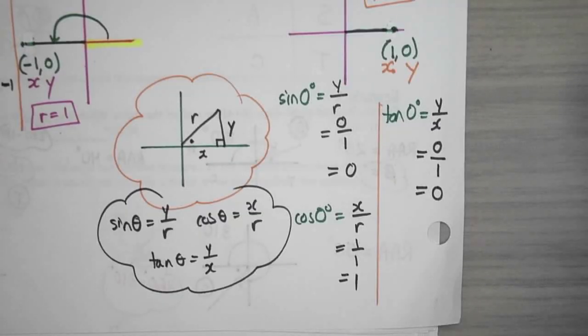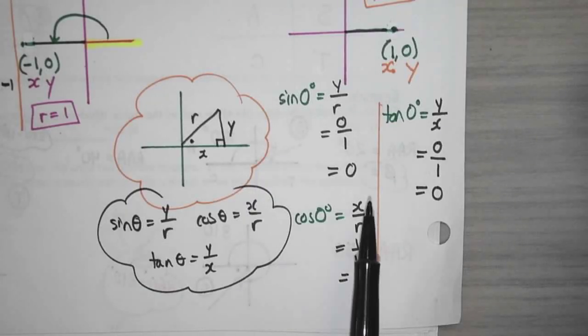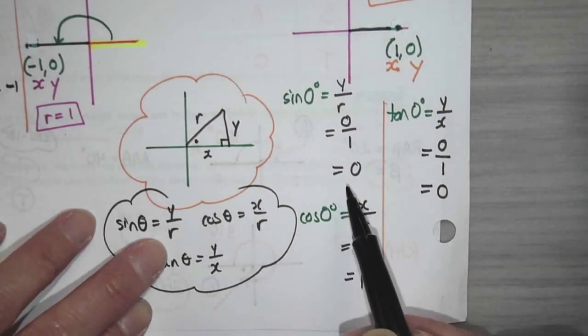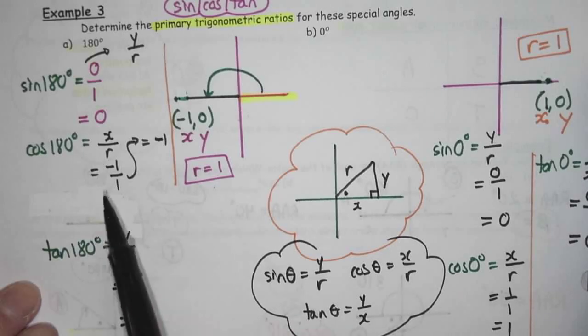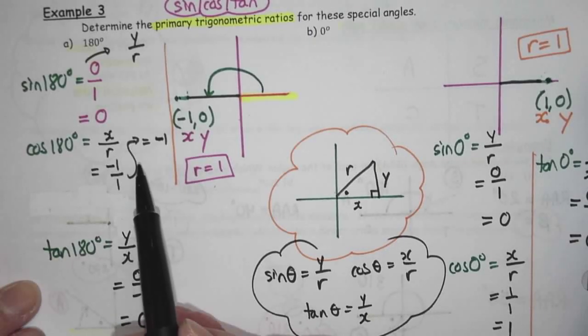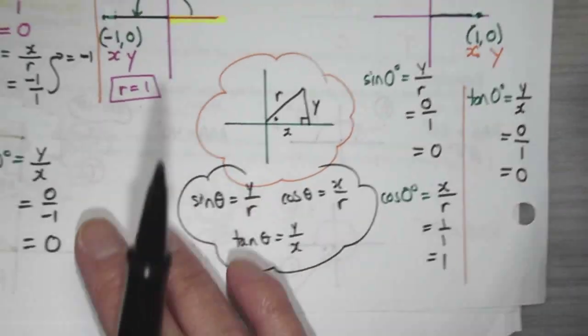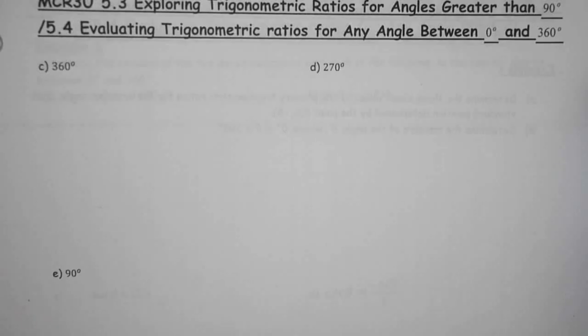Sorry, sine and tan are 0? For this one, for 0. Yeah, for 0, sine is 0, tan is 0, cos is 1. For this one, sine is 0, cos is -1, right, how it's not the same, and tan is 0. Then we're going to do more. Let's see the other axes, right?